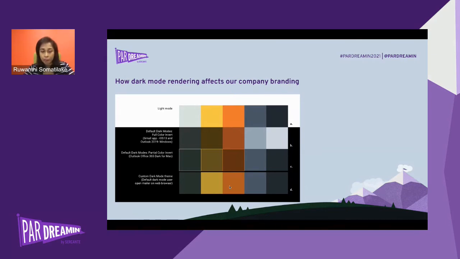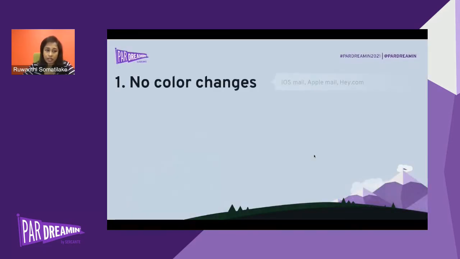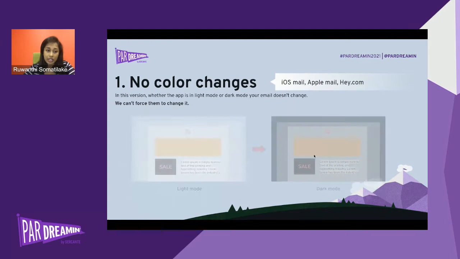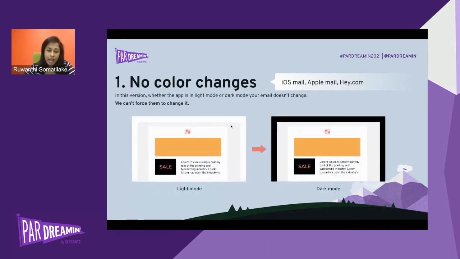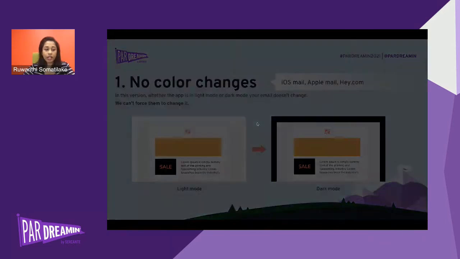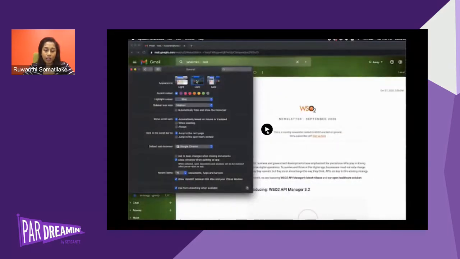from our company branding. Let's go through one by one and see how we can improve those emails. In here, whether the app is in light mode or dark mode, your email doesn't change. As email designers, we can be happy about this because our email doesn't look messy. But on the other hand, dark mode users won't be happy because they are expecting our emails on dark interfaces. Let's look at a real example of this.